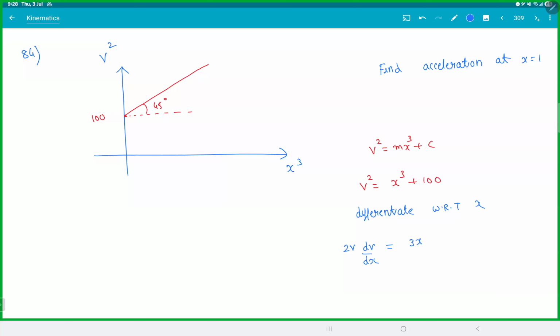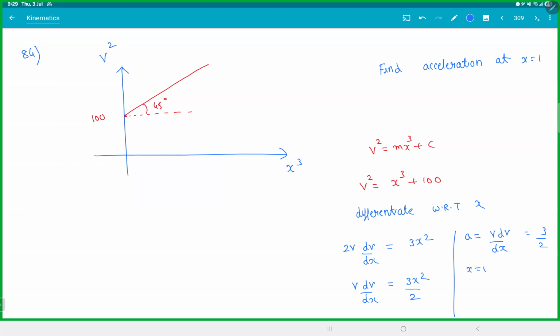Luckily, v dv by dx is the acceleration, isn't it? If you want, you can do dv by dx and then do all that chain rule stuff, but this is much faster. This will be 3x square by 2. This is nothing but acceleration. And you said x is equal to 1. 3 by 2. Easy?